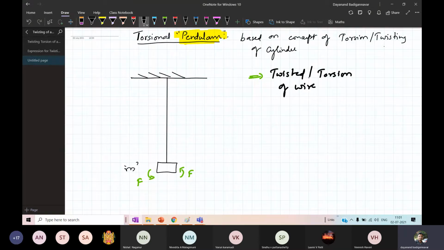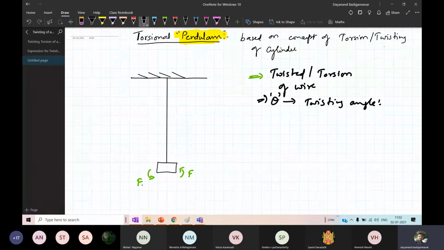If I do the twisting of a wire, or the wire is twisted like this, what happens? As I told you, it is going to twist through an angle theta. It is called the twisting angle. Now, obviously, as I told you in the last class, I am applying the force Fa, this is called the applied force Fa.